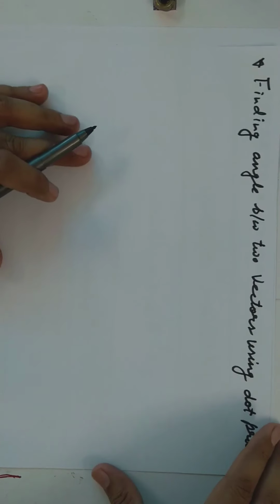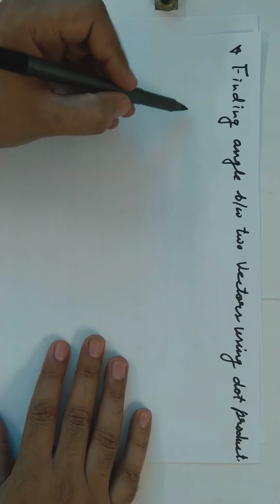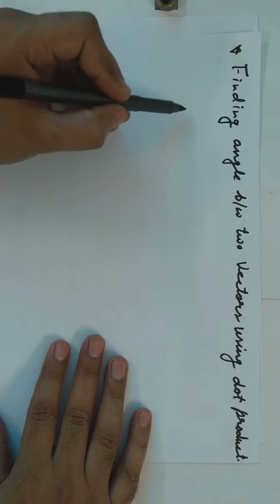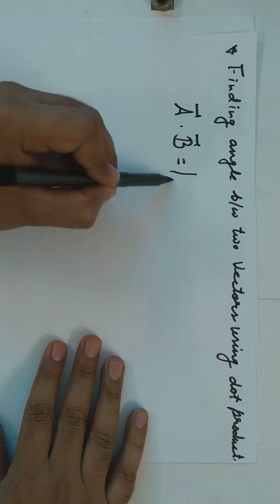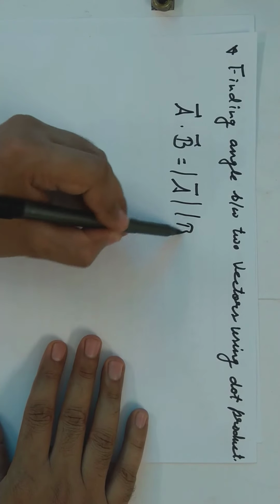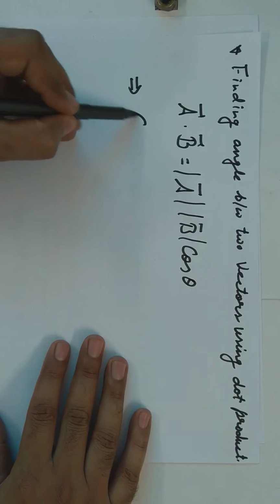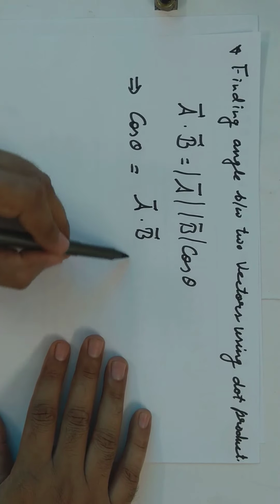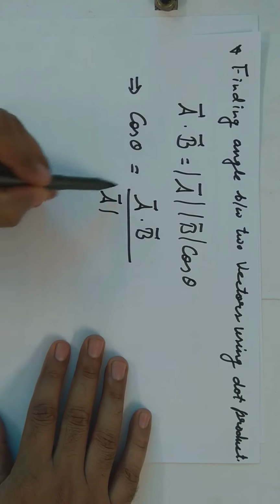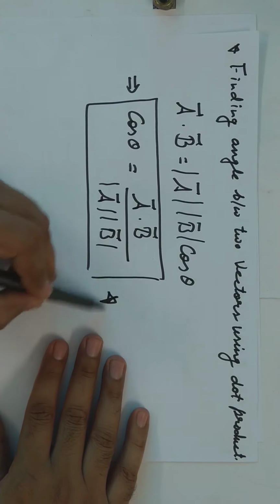Now finding the angle between two vectors using dot product. This is a very important concept and we get numericals on it. So we need to find the angle. As we know, a vector dot b vector is equal to magnitude of a vector, magnitude of b vector into cos theta, where theta is the angle between a and b. So from here we get cos theta is equal to a vector dot b vector divided by magnitude of a vector into magnitude of b vector. This is how we get the angle between two vectors.